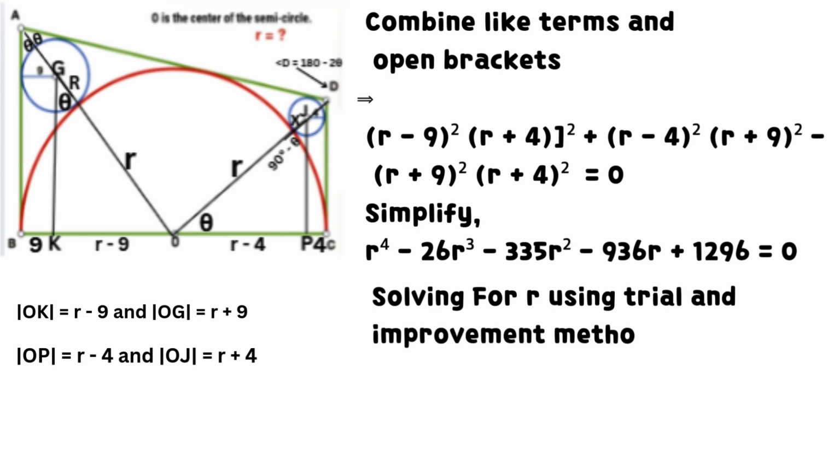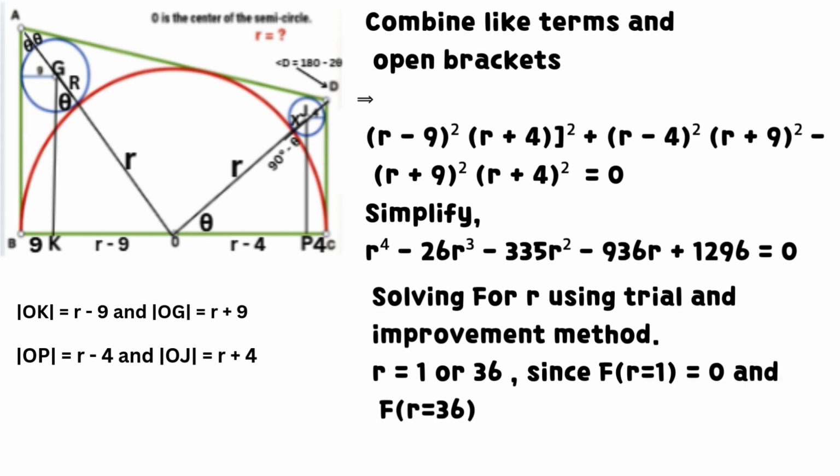Solving for r using the trial and improvement method, we have that r equals 1 or 36. Since by substituting r equals 1 in the equation, the result equals 0. By substituting r equals 36, the result equals 0. Then, by the root theorem, r equals 1 and 36 are the roots of the equation.